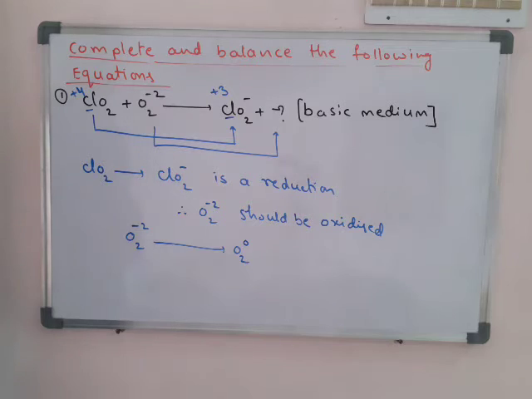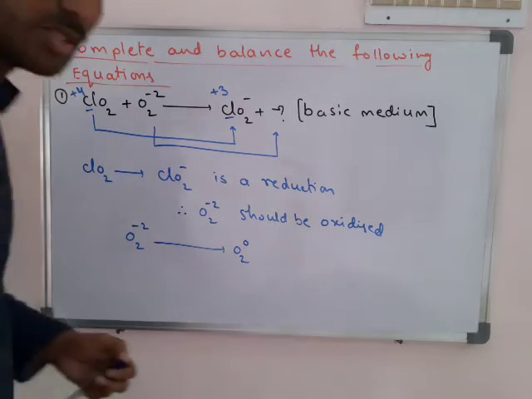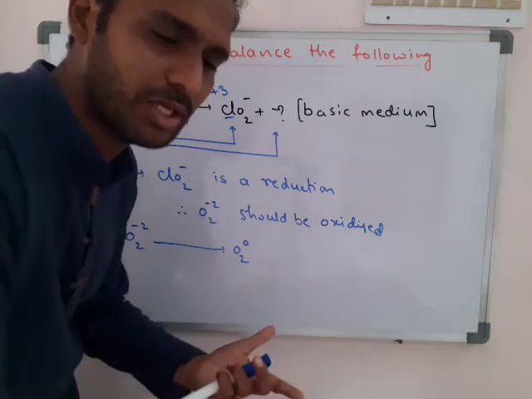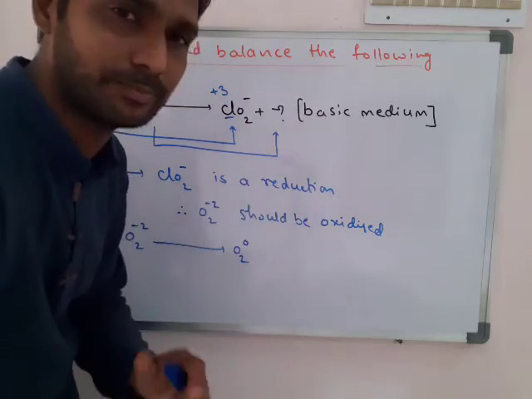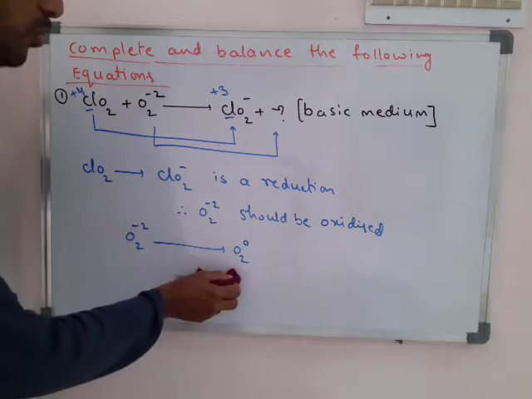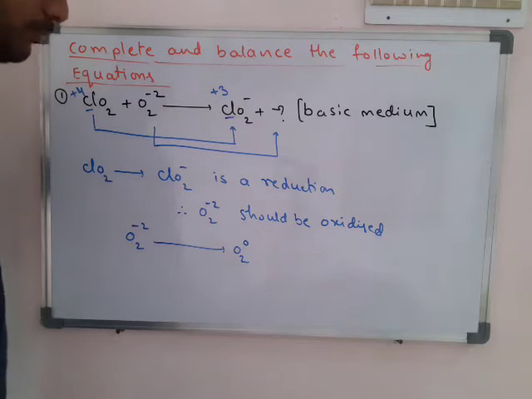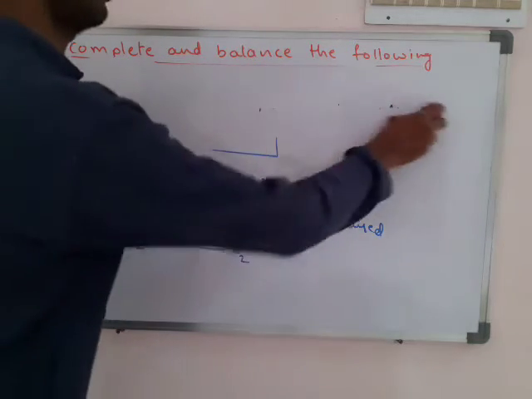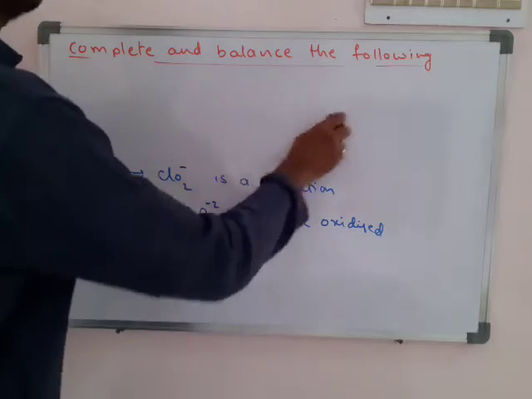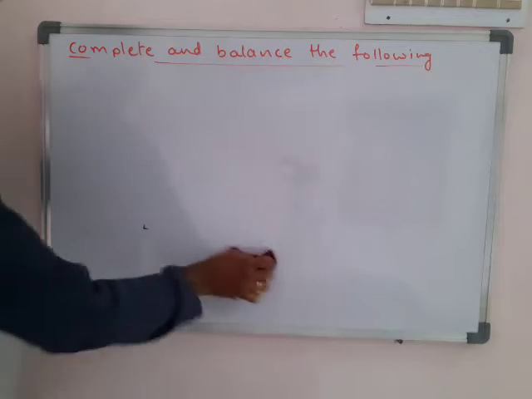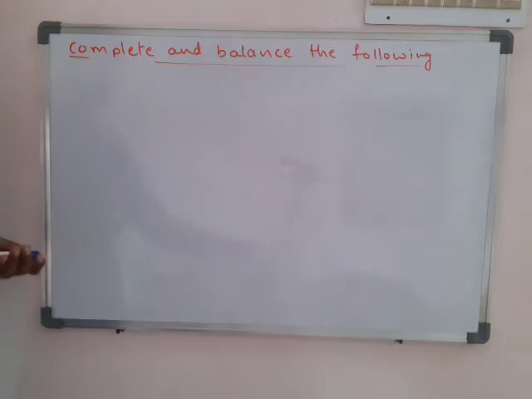Okay, so for balancing we can use any method. We can do the oxidation number method or the ion electron method; it is not mentioned here, so we can use any method in basic medium. So the main important thing here is just identifying the O2. So after writing this step, what is the next step?